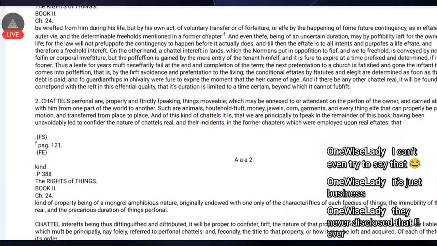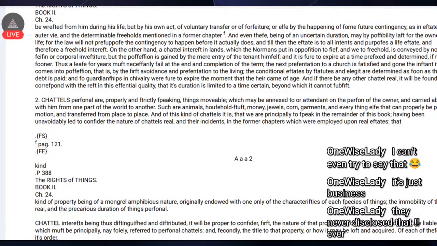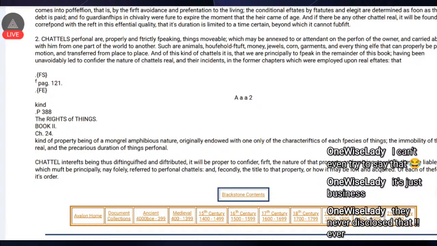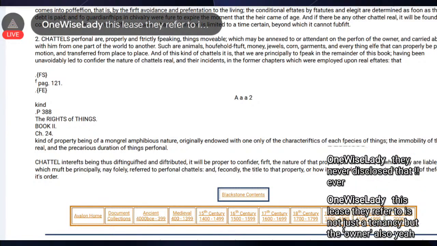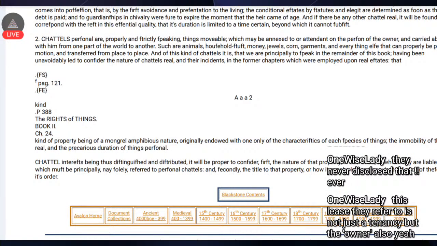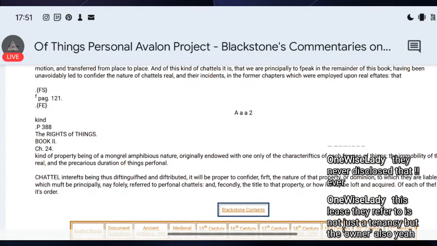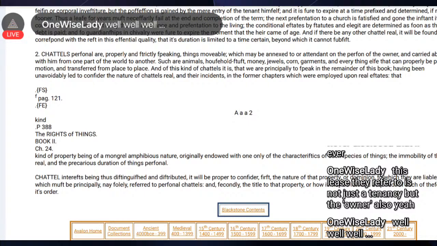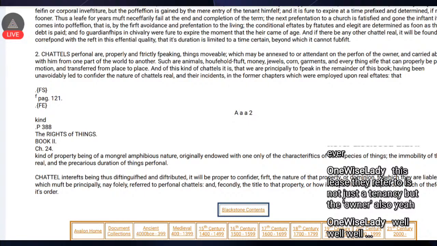And if there be any other chattel real, it will be found to correspond with the rest in this essential quality, that its duration is limited to a time certain, beyond which it cannot subsist. Chattels personal are properly and strictly speaking things movable, which may be annexed to or attendant on the person of the owner, and carried about with him from one part of the world to another. Such are animals, household stuff, money, jewels, corn, garments, and everything else that can be properly put in motion and transferred from place to place.